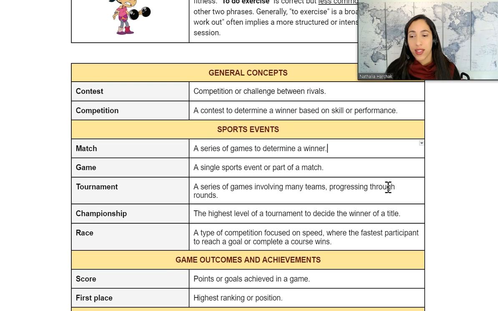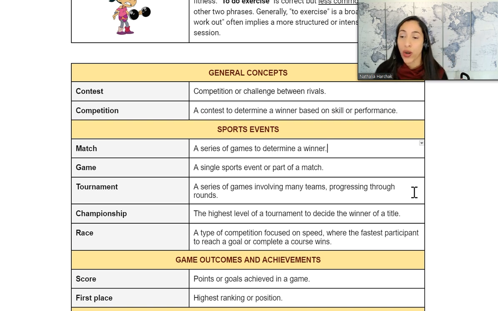Okay, sports events. So you can say you're going to see a match or a game. So let's see the difference. A match is a series of games to determine a winner. Okay, and a game is a single sports event or part of a match. Okay, so a match is a series and a game is one unit. Okay, I don't know if you knew that, but there is a difference.